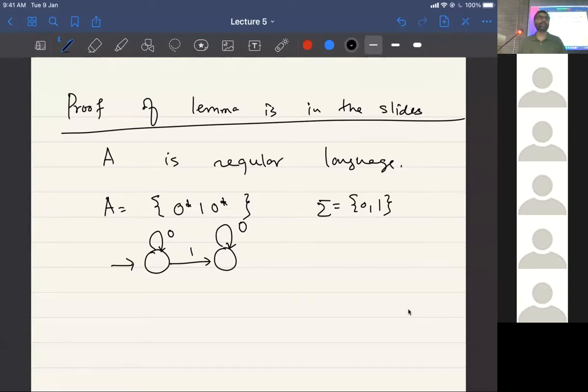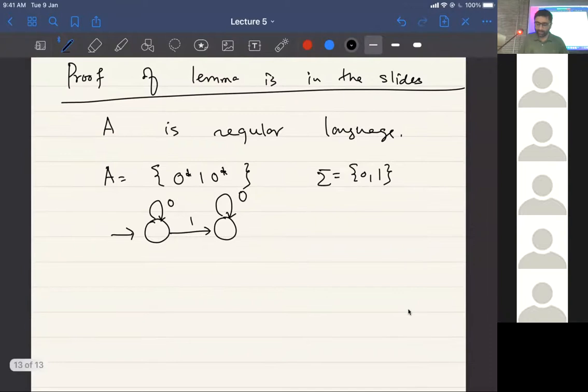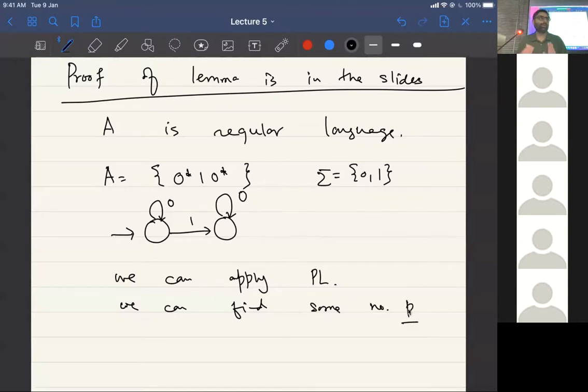Since there is an NFA, this must be a regular language. And it is not just a simple regular language, it is an infinite regular language. So it means that we can apply the pumping lemma. If we can apply the pumping lemma, it means that we can find some number P, which we would call the pumping length. We do not know what the pumping length for this language is right now, but there must exist some pumping length.